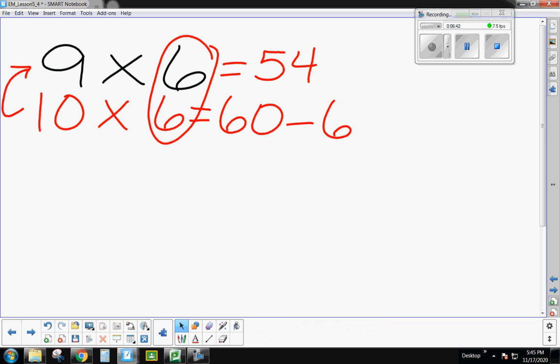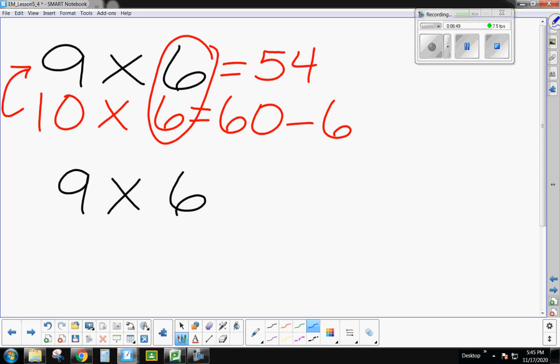Okay, now for 9 times 6, I could have also changed the 6 to a 5. And I could have done 9 times 5. Now I know what 9 times 5 is. That's easy. I can count by 5s and get 45. But my problem isn't 9 times 5. My problem is 9 times 6. That's going to be bigger, isn't it? Because 6 is bigger than 5.